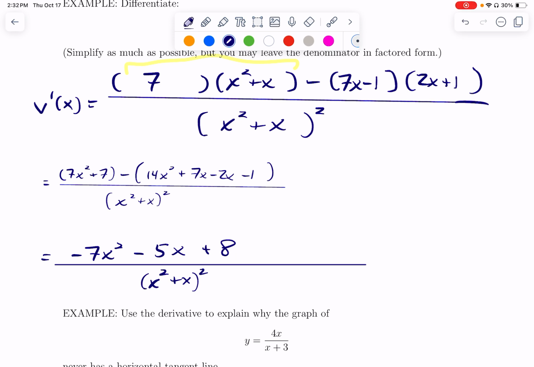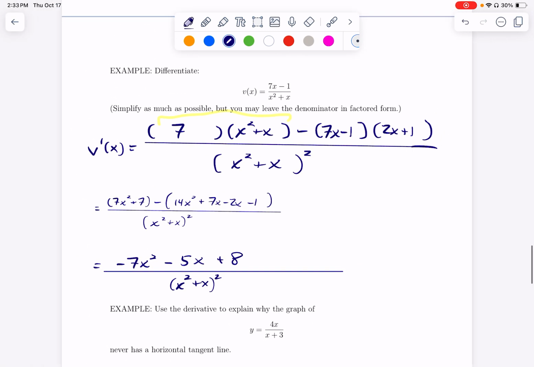We don't get to decide if this is an easy derivative or a hard derivative. The derivative is what it is. This is the function that measures the tangent lines for v. And if it's complicated, so be it.